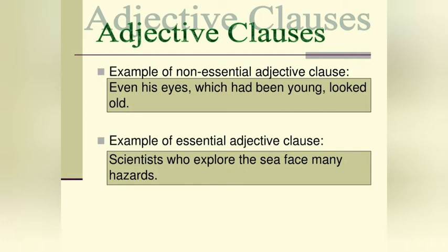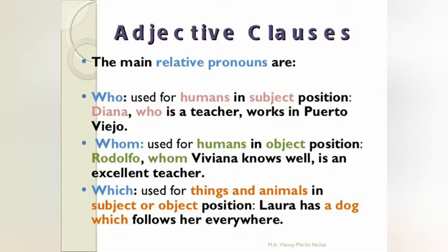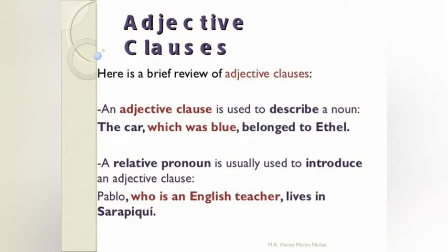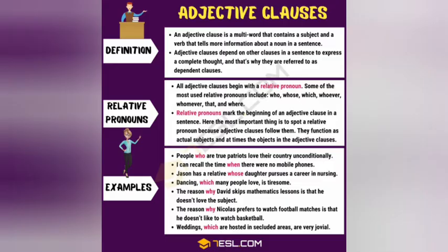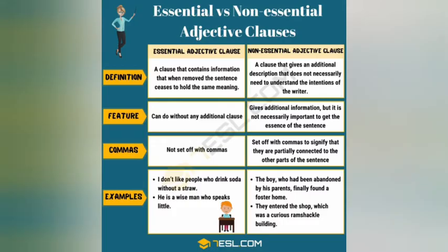Now, adjective clauses are usually introduced by relative pronouns like who, whose, whom, which, or that, and relative adverbs when and where. Sometimes the relative pronoun or adverb is omitted in a sentence which has an adjective clause. Now the third one is adverb clauses.